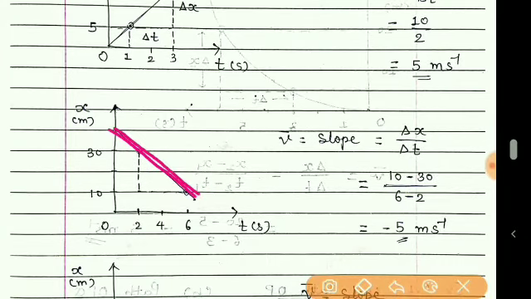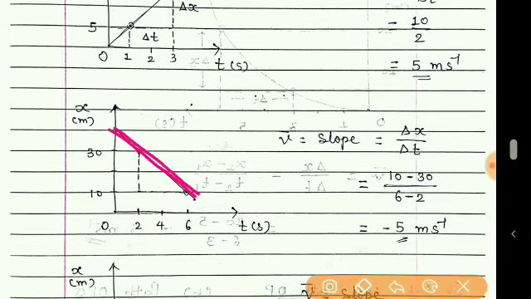Then the third graph we have seen was again a straight line only, but it is horizontal. In that case, the velocity is uniform, but how much is the velocity? Velocity will be 0 because it is a horizontal line and it does not have any slope. So velocity will be 0. And also we have seen this graph.